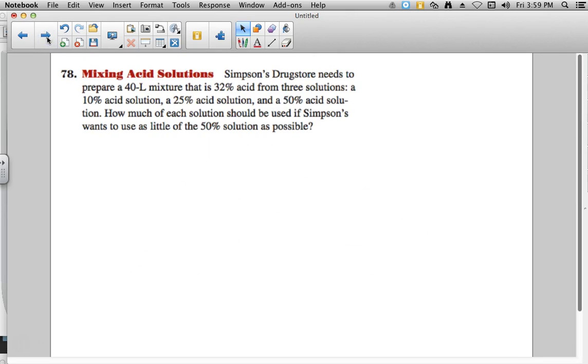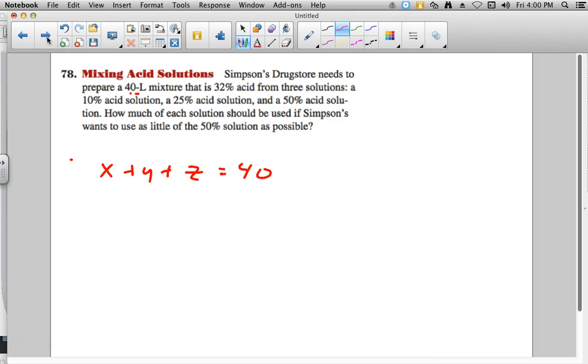78, we have Simpson's Drugstore needs to prepare a 40-liter mixture that is 32% acid from 3 solutions, a 10% acid solution, a 25% acid solution, and a 50% acid solution. How much of each solution should be used if Simpson's wants to use as little of the 50% solution as possible? So this one is not a perfect situation about mixtures like we had in class, but we can see here that 40 liters is the total, so x plus y plus z equals 40, and we can have x equal the 10% acid.